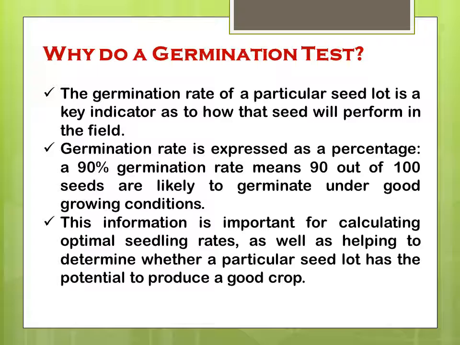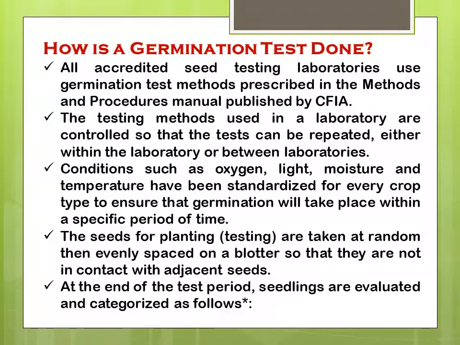So after the germination test, if it is not thriving well, or maybe only 20% or 30% germination, it means that seed lot is not good. So you have to change the seeds. That's why, before taking the seeds for a larger area, you first have to go for the germination test.